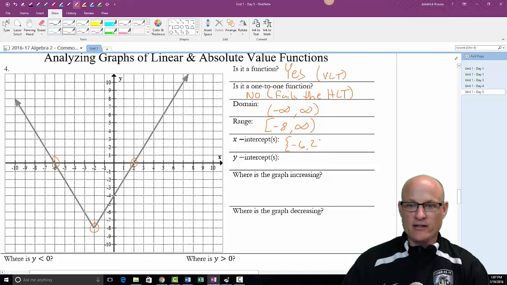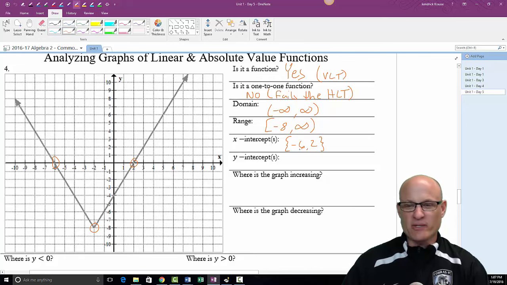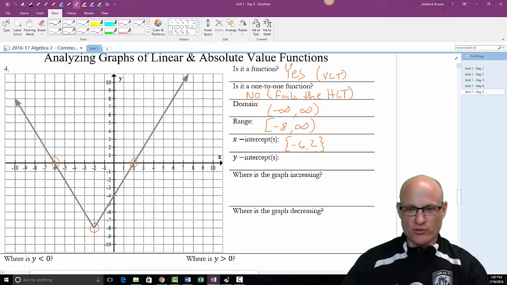Now, notice this just means the point -6, the point 2. Not from -6 to 2, the point. That's what the curly braces mean. The Y-intercept, there's only one answer. It's -4. I can put that in set notation too.